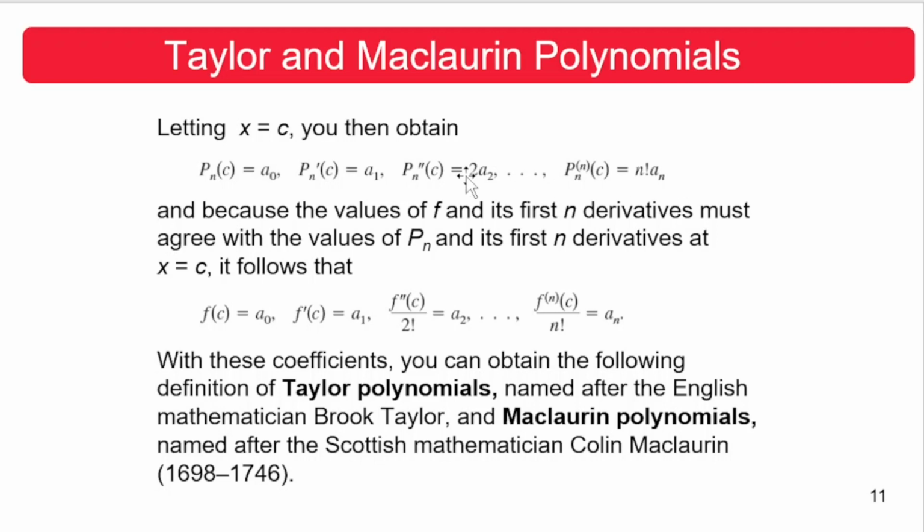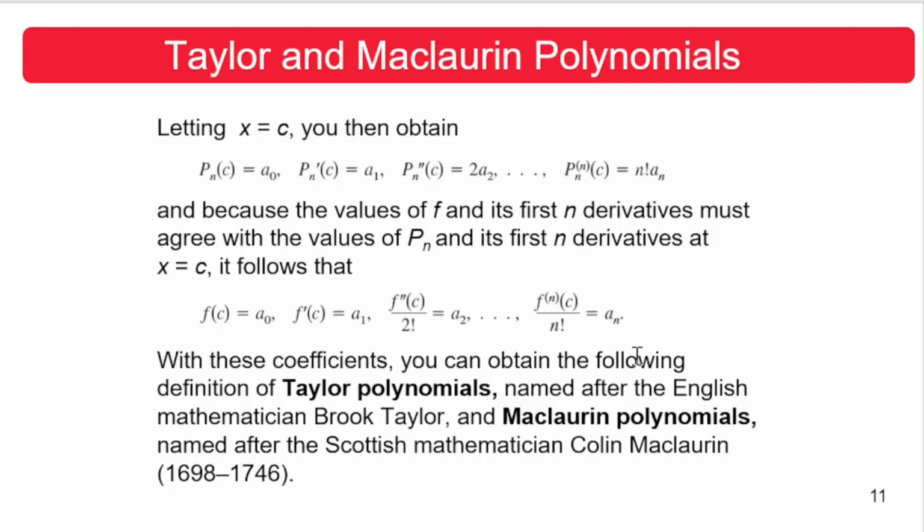So because the values of the function, starting from the function up to the nth derivatives, agree with the values of this polynomial function and its first n derivatives, then it follows that the value of the function at c is equal to the value of the polynomial function at c, which is a sub 0. The first derivative of the function at c is a sub 1. The second derivative of the function at c over 2 factorial is a sub 2, and so on up to the value of the nth derivative at c over n factorial is equal to a sub n.